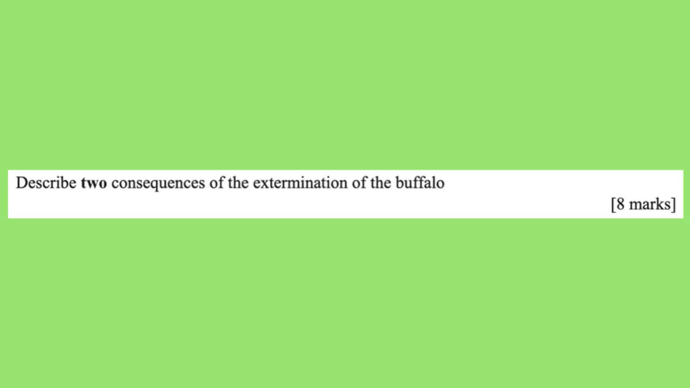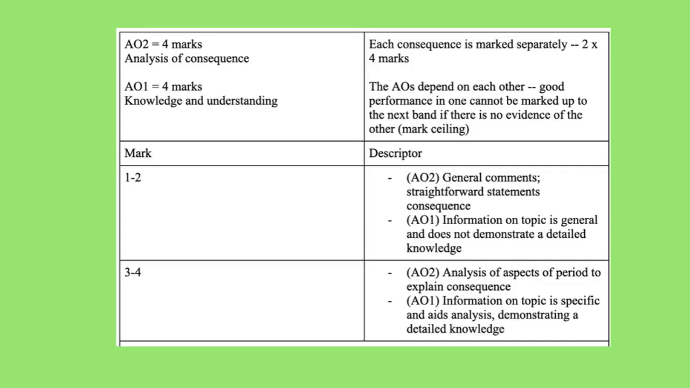Describe 2 consequences of the extermination of the buffalo. 8 marks. This is the mark scheme for this question, which you can find out about in more detail in the overview video. But we do know that 4 marks are available for AO2, which is your analysis of consequence. So essentially, what happened as a result of the event, and why was it significant?